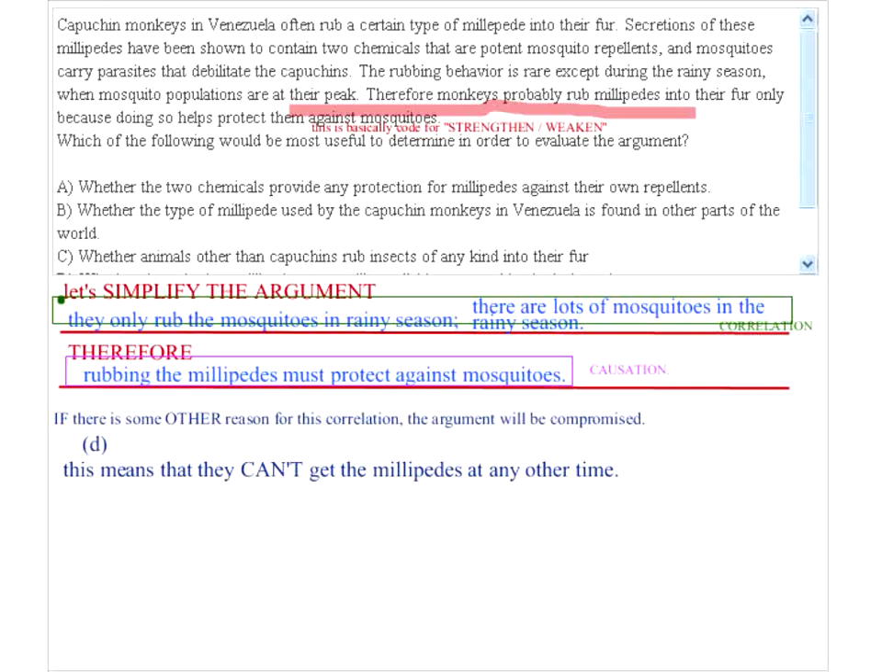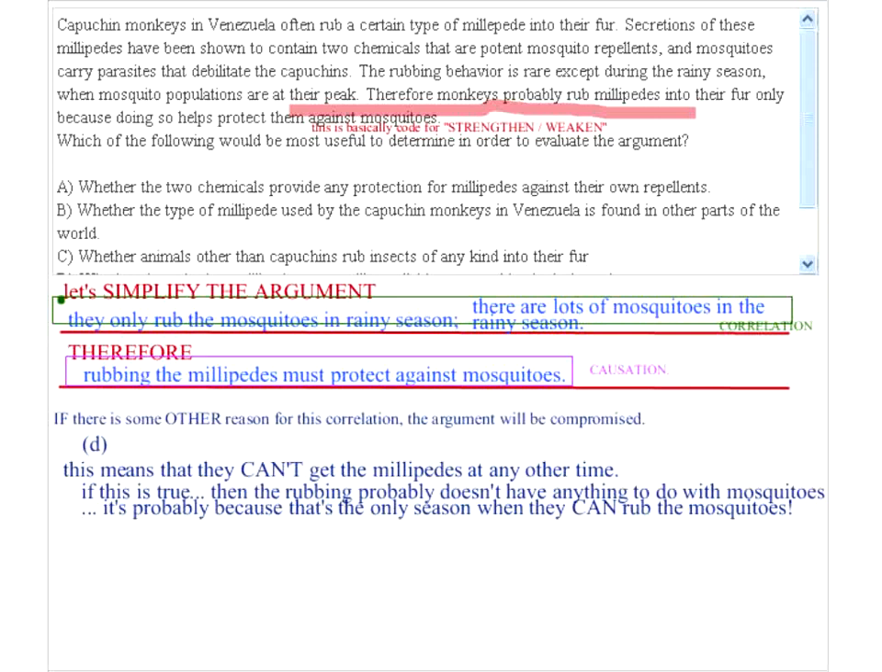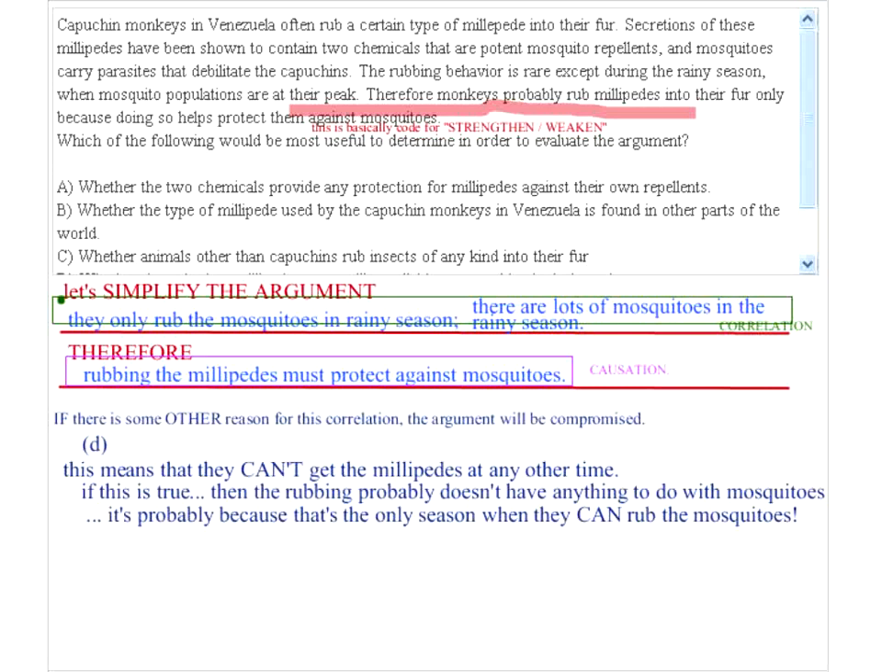How does it affect this argument? Well, that drastically weakens this argument, if this is true. Because look at the simplified argument. We have a connection between they only rub the millipedes in the rainy season, and we're attributing that to the mosquitoes. But if this is true, then that doesn't have to be the case anymore. If this is true, then the rubbing probably doesn't have anything to do with mosquitoes anymore. It's probably just because they can't get them. It's probably because that's the only season when they can rub the millipedes. So that's going to have a substantial weakening effect on this argument. So that's a strong answer choice.